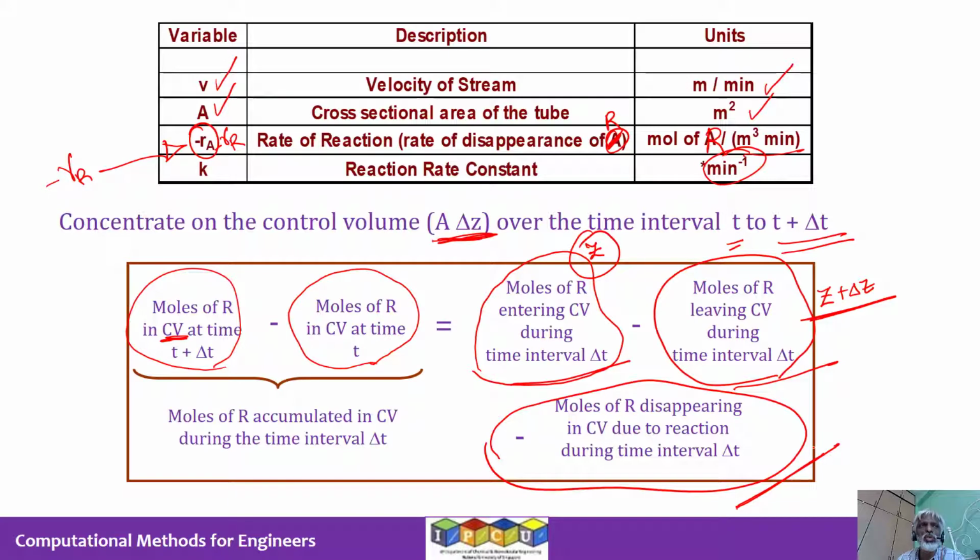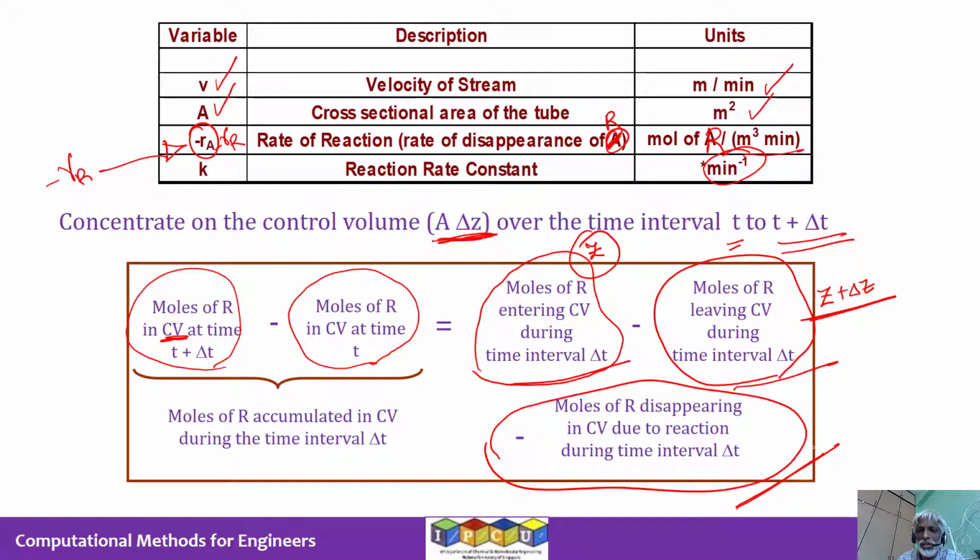So very similar to what we did for other reacting systems that we have considered before, except that we are now looking at this control volume A delta Z. That's the volume that we are focusing on. A delta Z is the volume. A subtle point is that in this volume, the material enters at location Z and material leaves at location Z plus delta Z. That's the subtle point that we need to know.